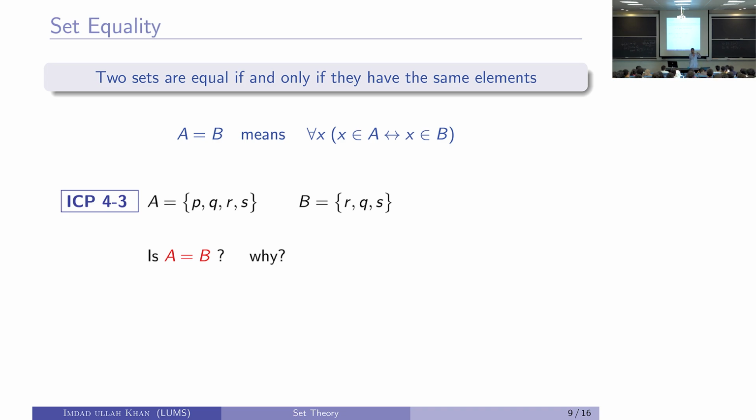Is it true for Q? So Q is in A, true, and Q is in B is true, so true if and only if true is also a true statement. But is it true for all x? For what is a counterexample? When you say a universally quantified statement is not true, what do you need? You need a counterexample. What is a counterexample here? P. P in A is true.